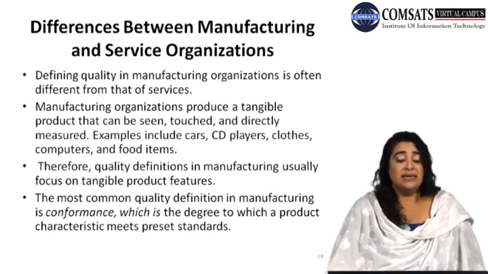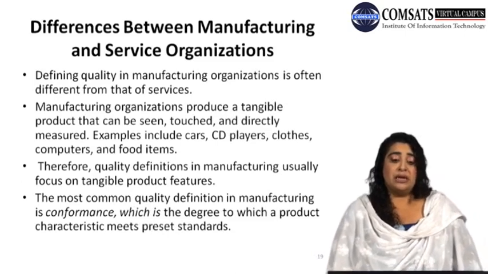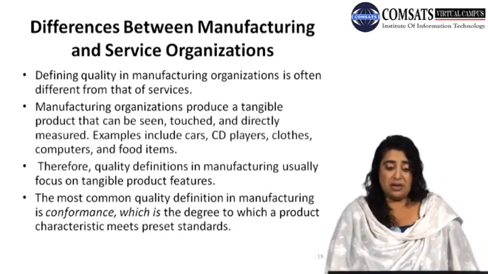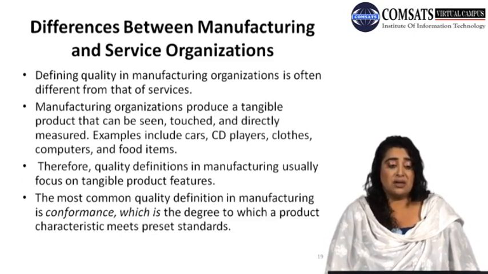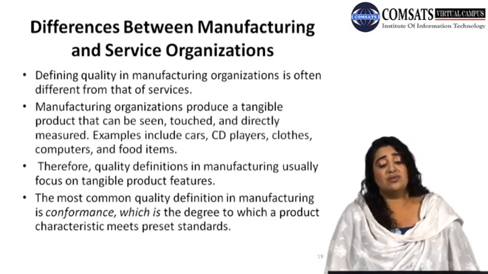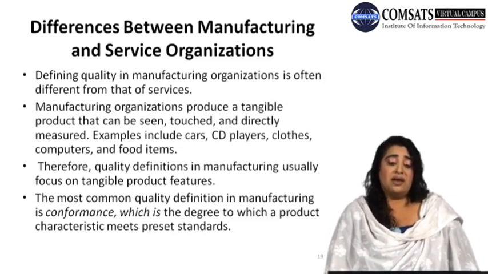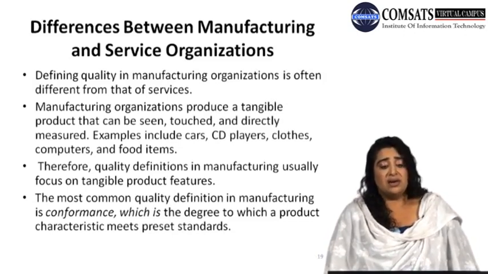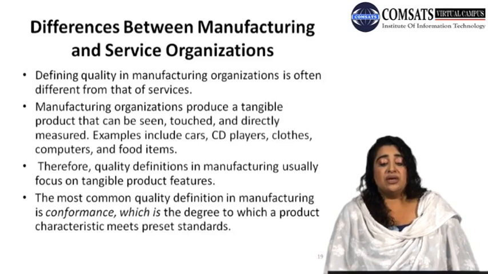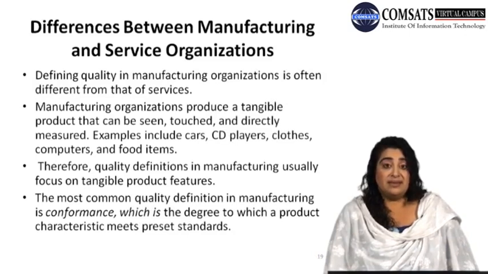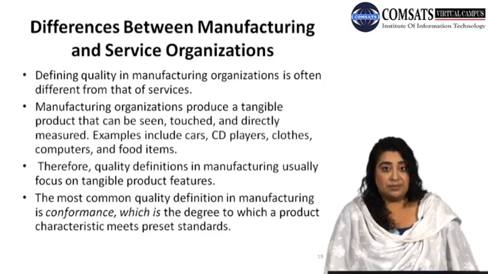So defining quality, if we're judging it, the difference between manufacturing and service organizations, we want to see how we can judge quality. So defining quality in manufacturing organizations is often different from that of services. So judging quality in manufacturing organizations will be different from services. Manufacturing organizations produce a tangible product that can be seen, touched and directly measured. So if we look at manufacturing organizations, they produce a tangible product that we can see, touch and directly measure.